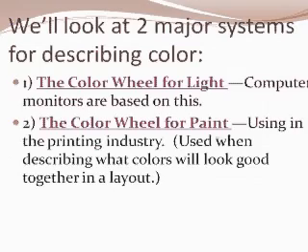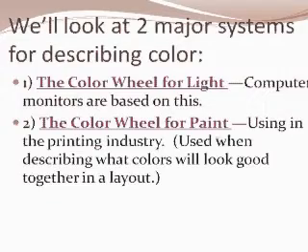Okay. Now, to get going here, we're going to talk about two major systems for describing color. We're going to look at something called the color wheel for light. And computer monitors and everything dealing with color in the computer world is based on that system. We're also going to look at another color wheel called the color wheel for paint. And it's what's used in the printing industry.